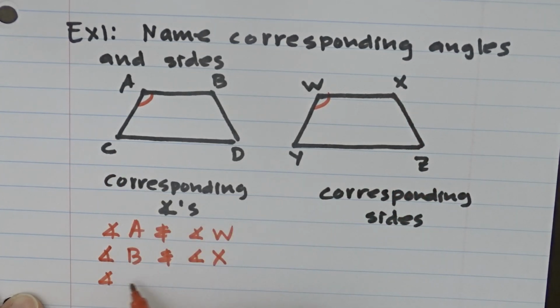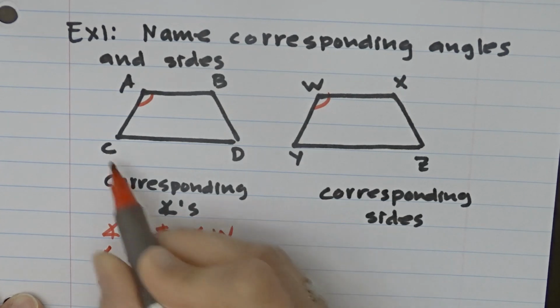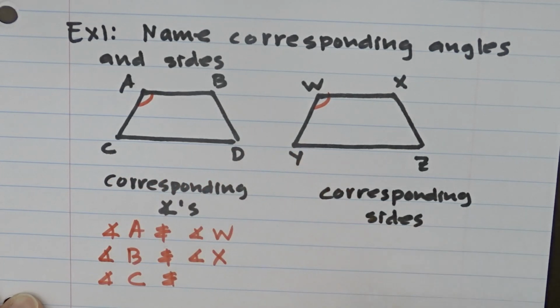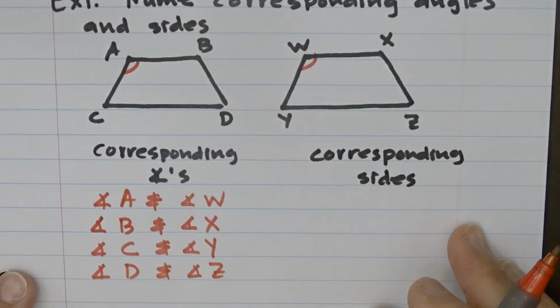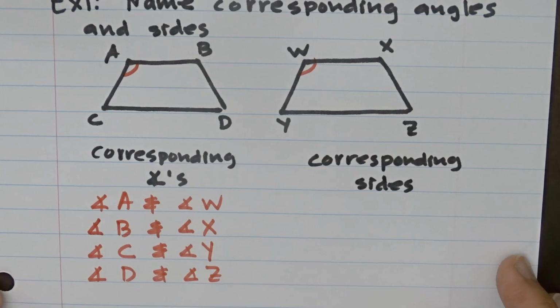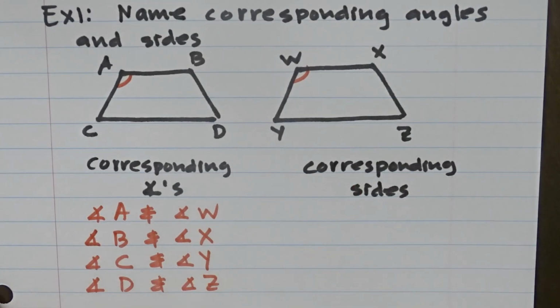Angle C and angle Y are corresponding angles. Angle D and angle Z are corresponding angles. Now, right now, it's very easy, right? Because you just look straight across and you match them. So pretty much it's like you're matching them.